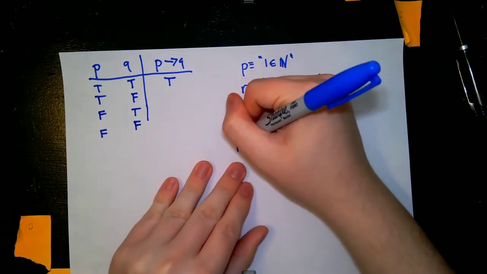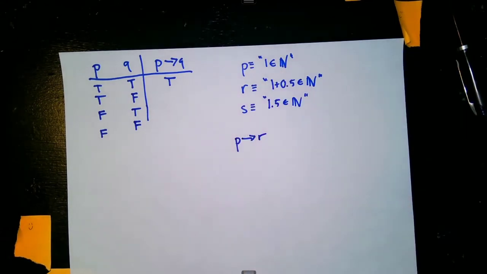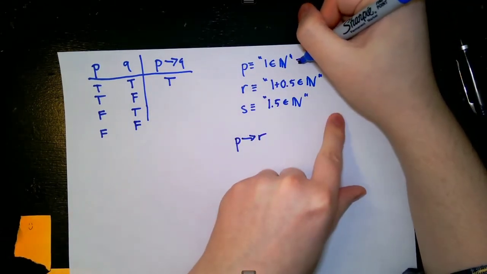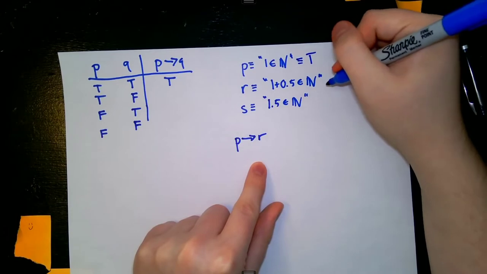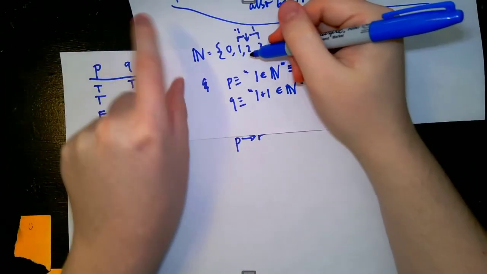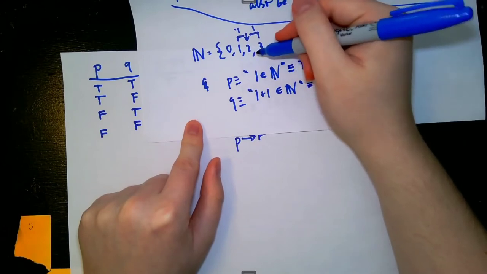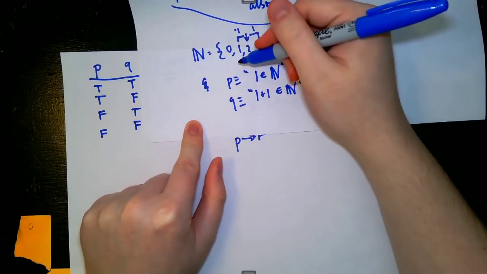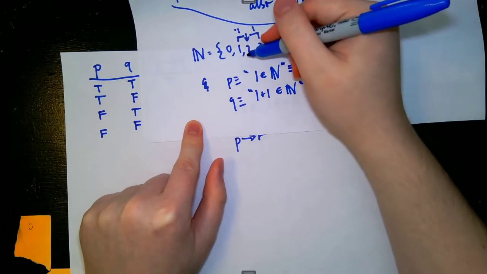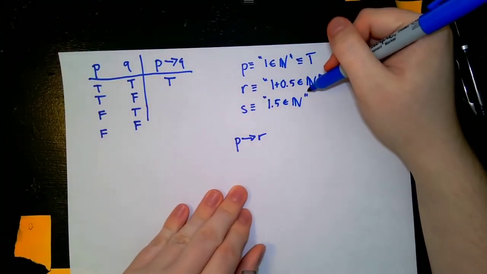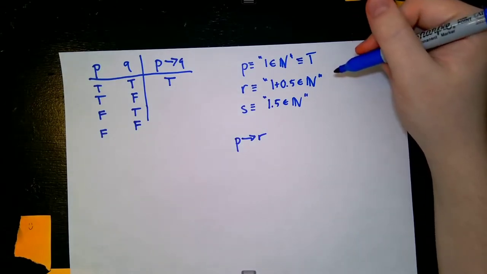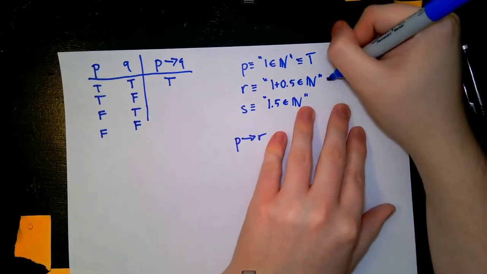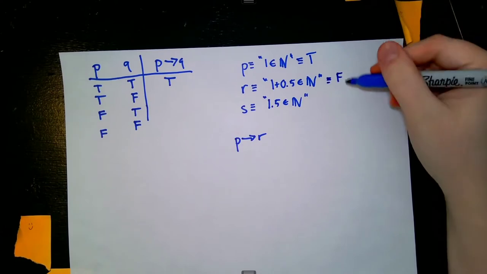So, if P then R. We're saying 1 is a natural number, which is true. If 1 is a natural number, then 1 plus 0.5 is a natural number. Now the problem is that 1's neighbor, which is 2, is the closest natural number greater than 1. So the closest natural number to 1 is 1 away from it, which must mean that 1 plus 0.5 cannot be a natural number. 1.5 is not in the natural numbers, and an easy check is just because it has a decimal point in it, so that's not going to work out. So R is actually going to be a false statement.